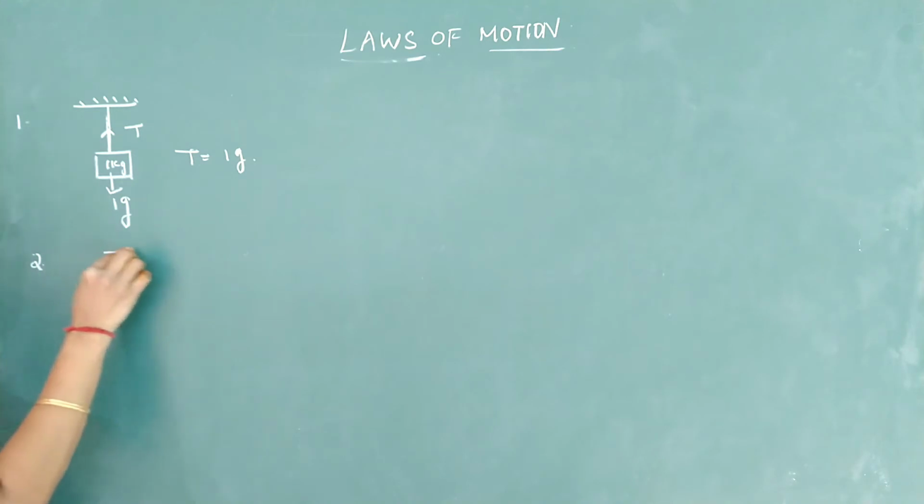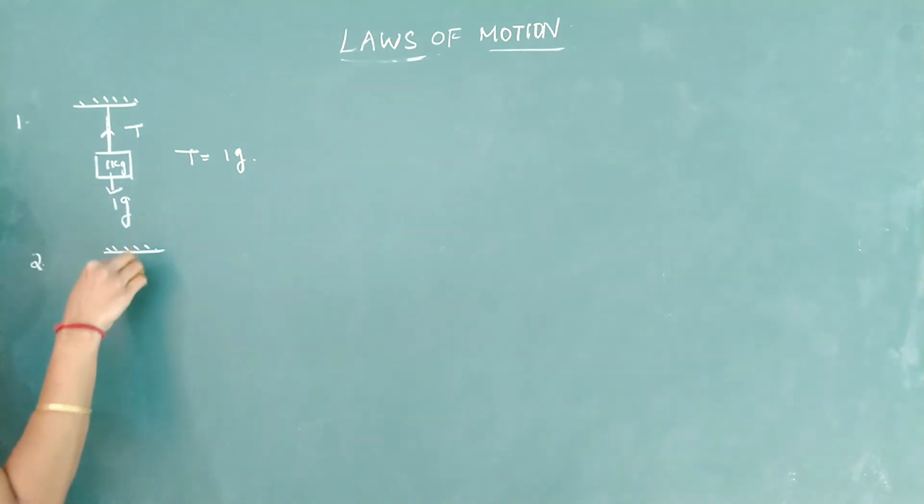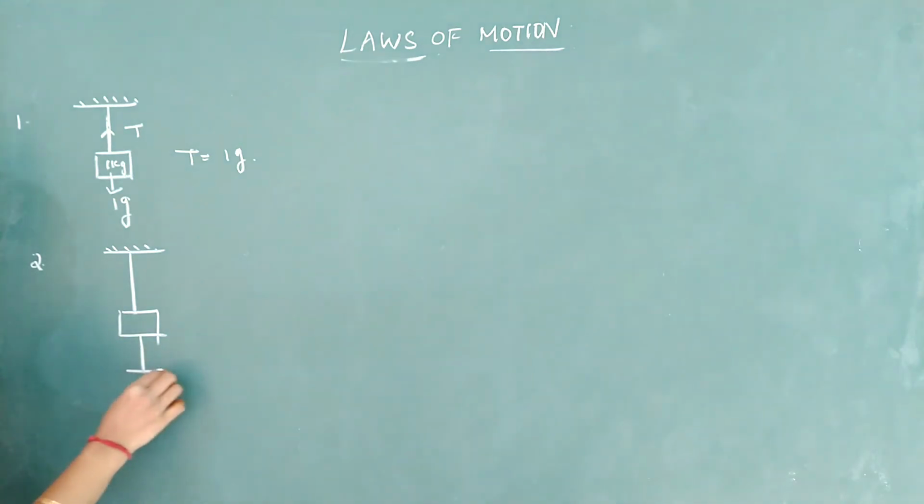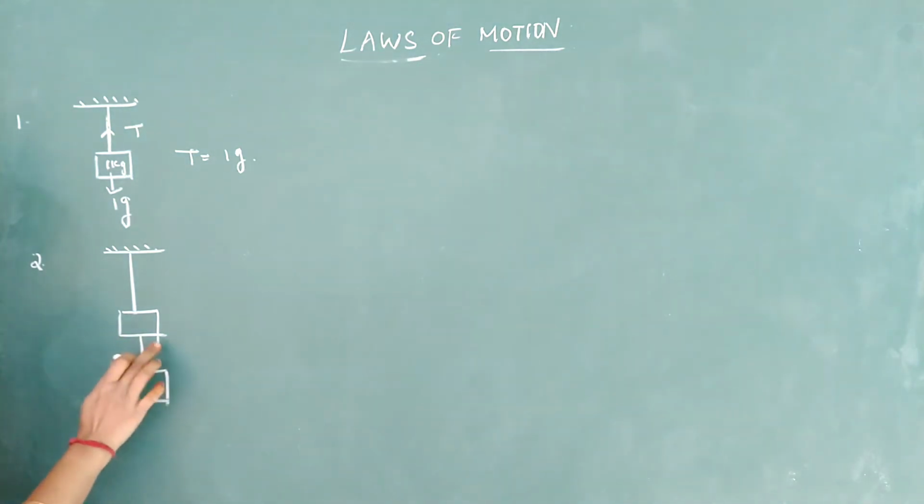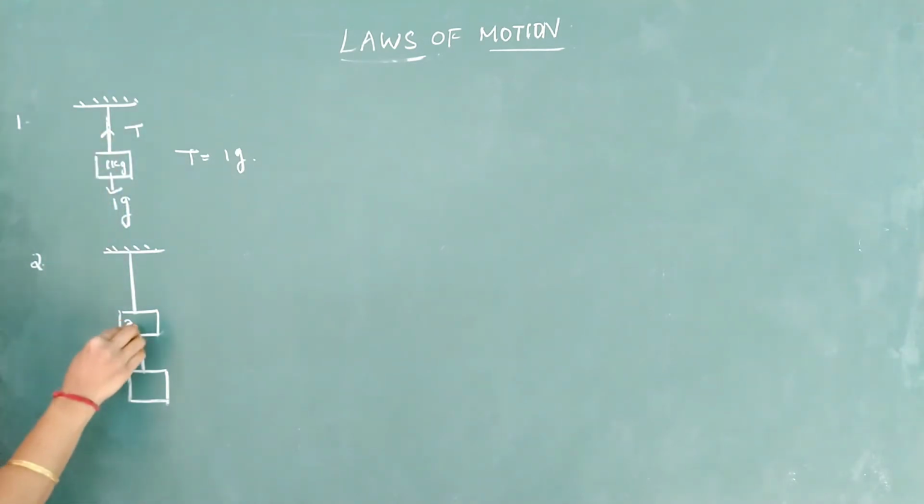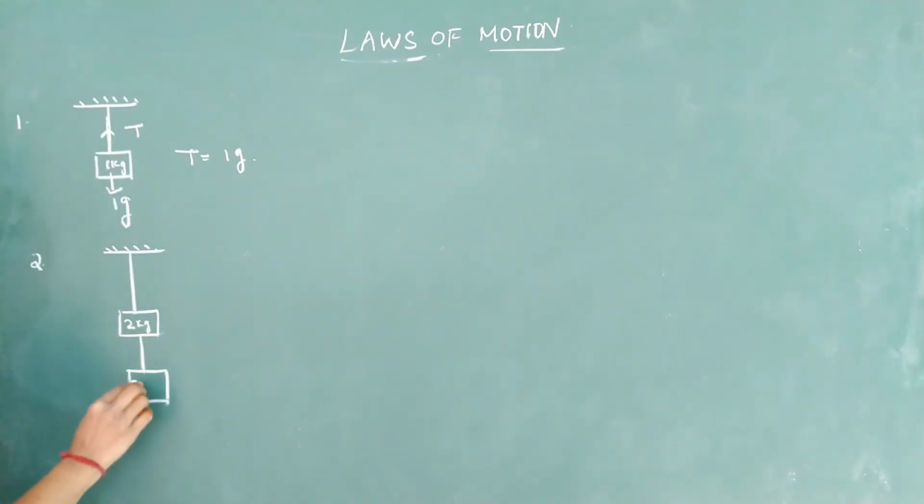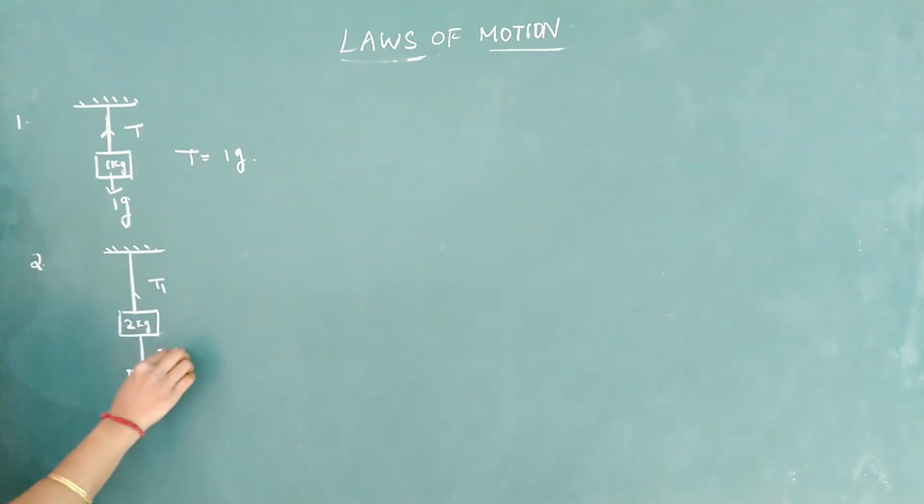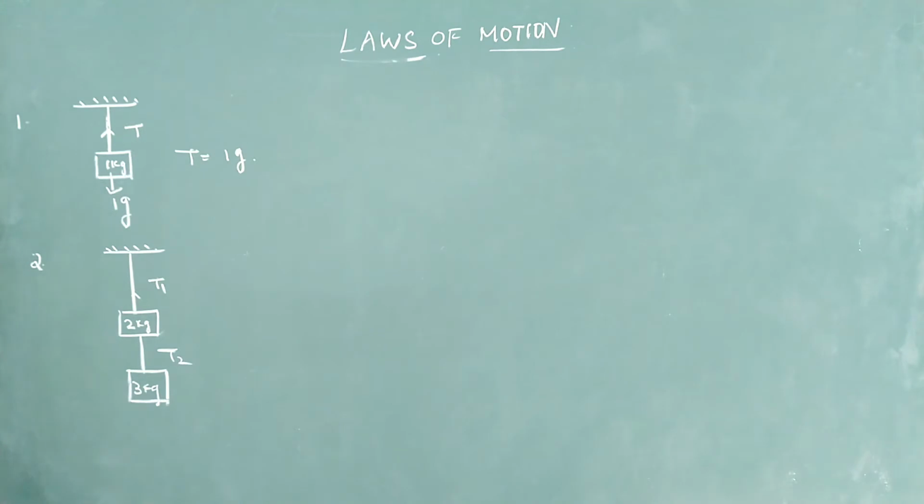Second case. Now I will consider two blocks. Okay, in all the cases we have taken the strings to be ideal. Massless, or mass is negligible when compared to the weight that we have attached. This is 2 kg. Here you have 3 kg. Let the tension here be T1 and tension in this string be T2. How do we find T1 and T2? Again, the system is in equilibrium. Okay, no acceleration is present.